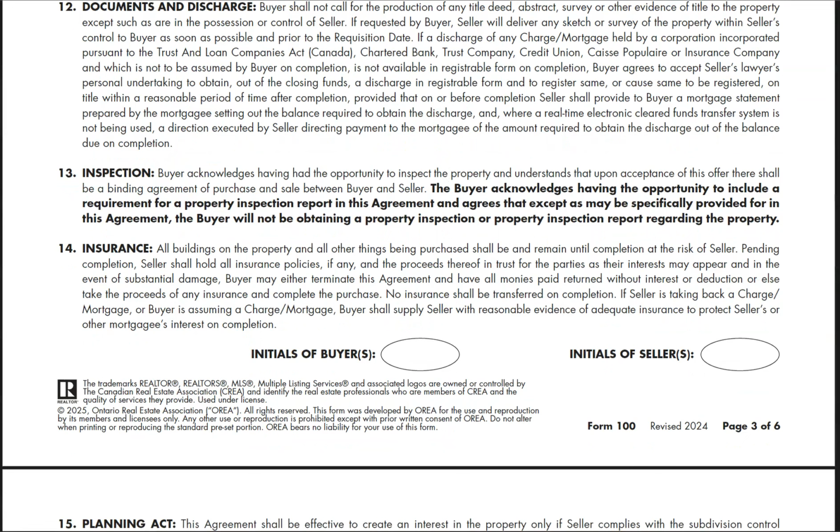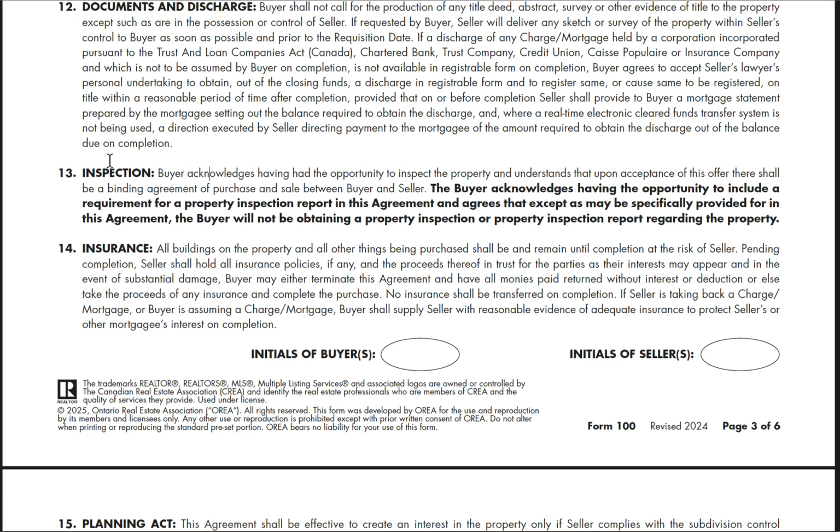So inspections basically mean that the buyer confirms that they have had a chance to inspect the property before signing the agreement. Once the offer is accepted, the deal is legally binding, and the buyer cannot back out due to issues that they should have discovered during an inspection. The buyer has the option to include a home inspection condition, but if they do not, they accept the property as is. So if the agreement does not include a home inspection condition found in Schedule A, then the buyer cannot demand an inspection later.